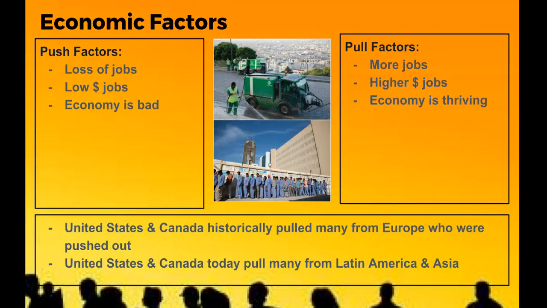Now, our final one is the most common one that people migrate for in the world. Most people migrate for economic factors. Push factor, you don't have jobs, you have low paying jobs, the entire economy of the country or society you're in is pretty bad. The pull factors, you're going to go to country A because they have more jobs over country B. They have higher paying jobs over country B. And country A has a little bit more stable economy.